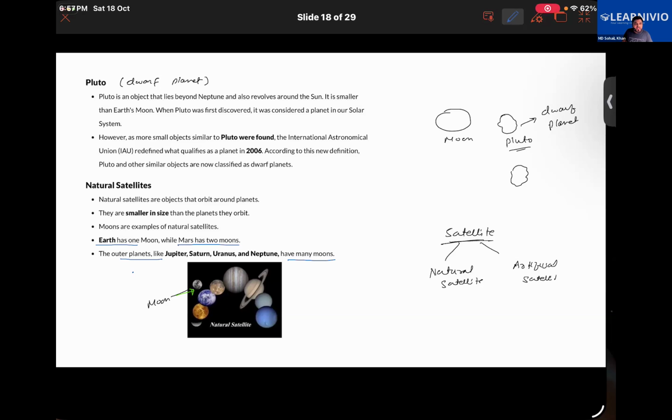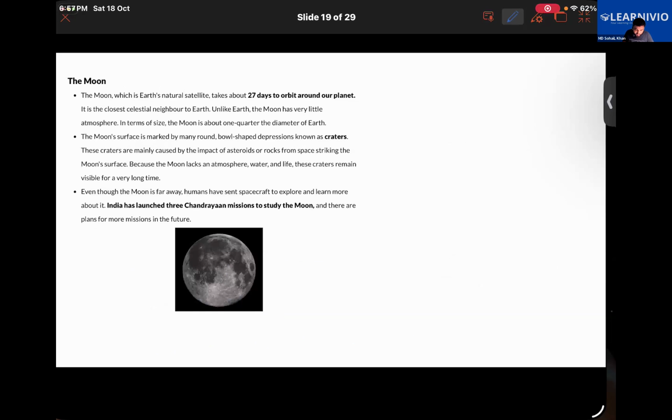There are some planets that don't have any moons. For example, what are they? Mercury and Venus. They are the only two planets in our solar system that do not have moons, while all the other planets have moons.